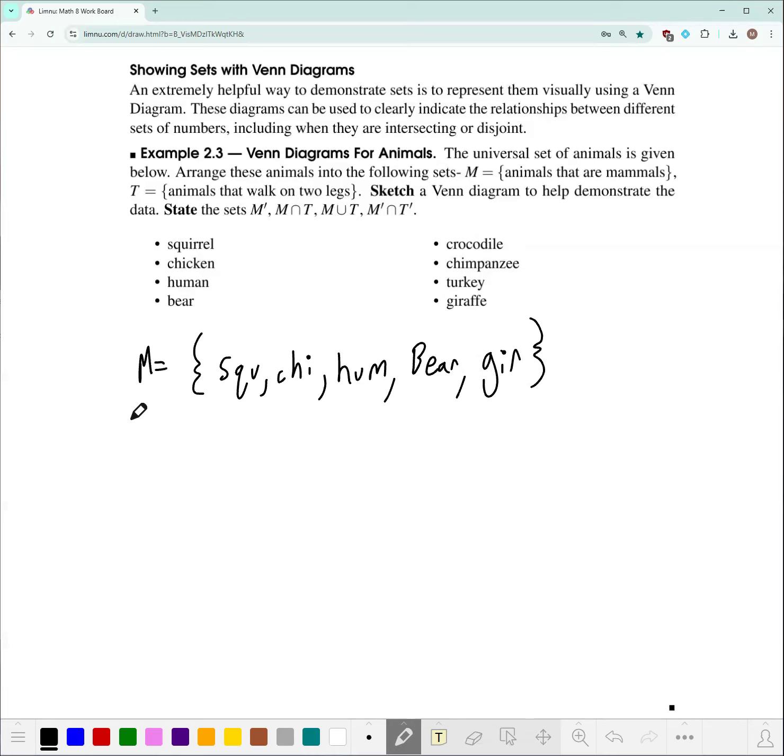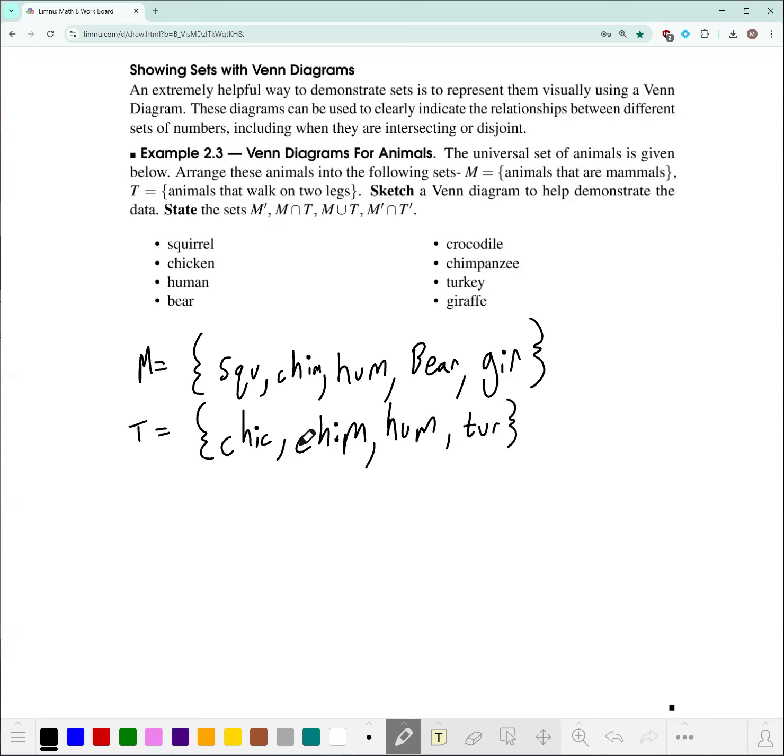The next set is T. T is equal to anything that walks on two legs. So chickens do. Oh no, I need chim and chick because chimp and chicken start with the same letters. Good catch. Humans walk on two legs, and actually so do chimps. So go chim. Now, yes, I know that chimps also walk on their hands sometimes. Sue me. And turkeys.